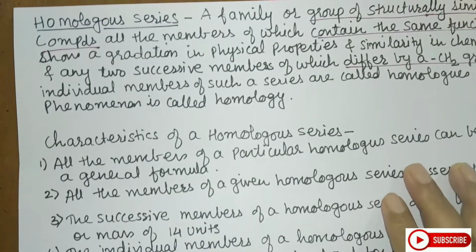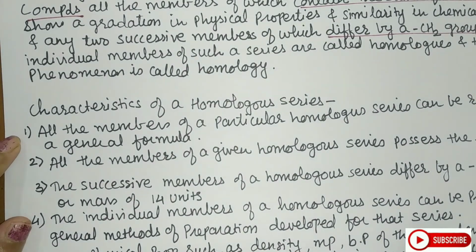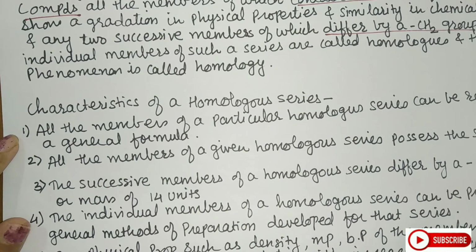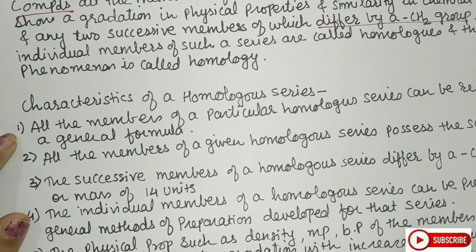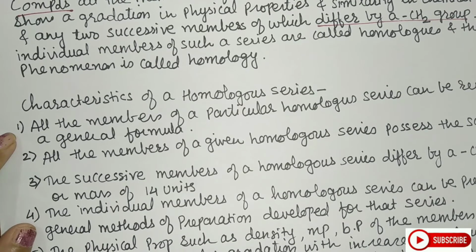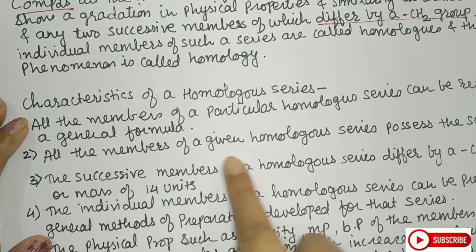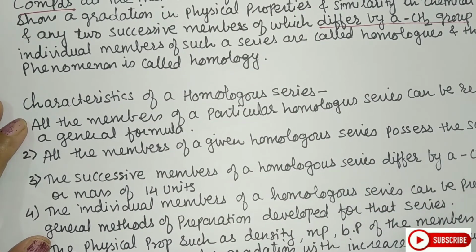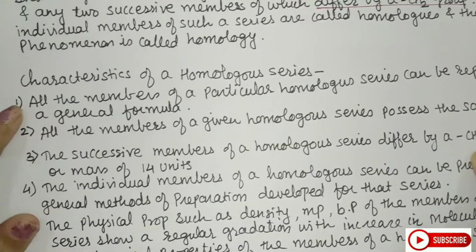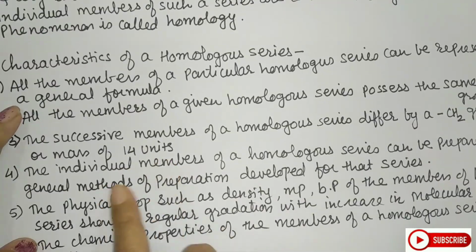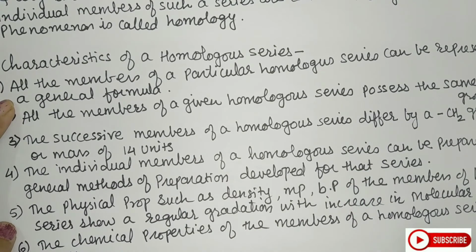Let us see the characteristics of homologous series. The first is that all the members of a particular homologous series can be represented by a general formula. Like, students, we have seen CnH2n plus 2 for alkanes, CnH2n for alkenes, and CnH2n minus 2 for alkynes. So they have a general formula for that particular homologous series. All the members of the given homologous series possess the same functional group. All alkanes will be classified only as alkanes with the same general formula. The successive members of the homologous series differ by a CH2 group, or you can say a mass of 14 units. The individual members of a homologous series can be prepared by the same method.